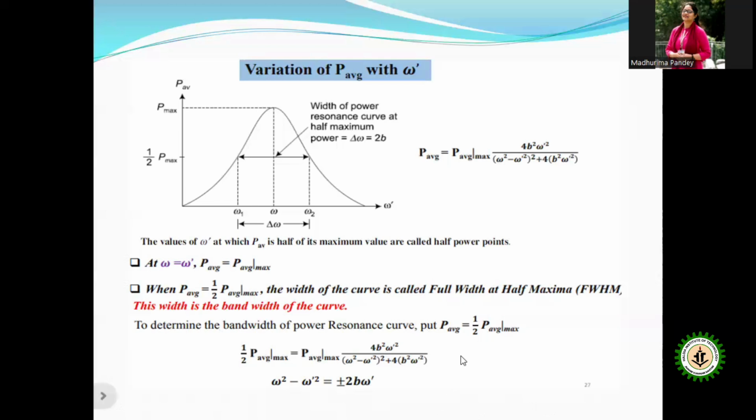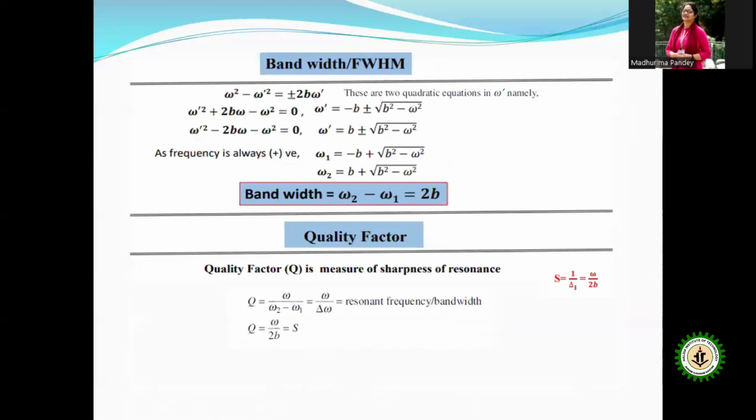Okay, so then we know what the P average value is. Half of P average max equals this P average value we put here. On the left hand side, we replace it by these expressions. Then after some mathematical steps, we finally get omega square minus omega prime square equals plus minus 2b omega prime. From there we get two solutions, one for omega 1, another for omega 2.